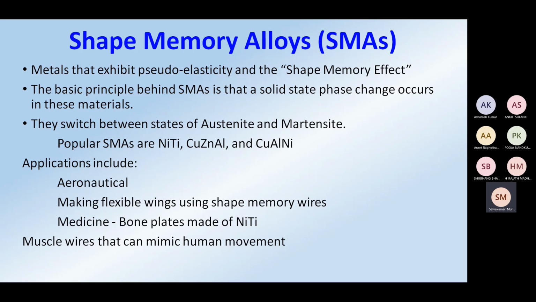And of course, these shape memory alloys can also be used for tissue engineering purposes, for manufacturing bone plates, etc., because with the help of mechanical shear, the shape can be adjusted. As a result, it can have more dynamic mechanical properties, and it can be flexible as well, and it will not induce any kind of harm to other tissues and organs. And there are muscle wires that can mimic human movement as well.